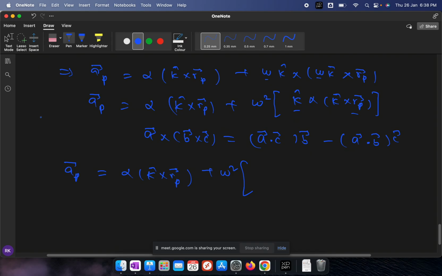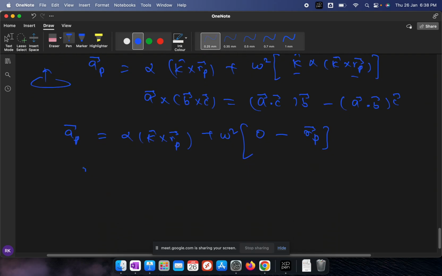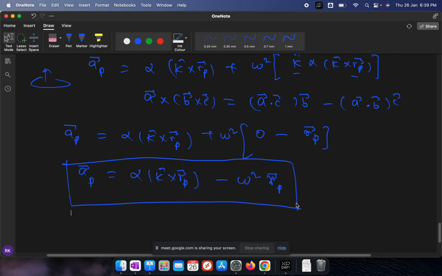Definitely it will be 0, because k cross is in the perpendicular direction and rp is in this direction. So definitely that will be 0. So this will be 0 minus a dot b, that is k dot k, which is nothing but 1, and what remains is the rp vector. So you will get the acceleration of particle p as minus omega square rp. So this is the derivation in the case of pure rotation.